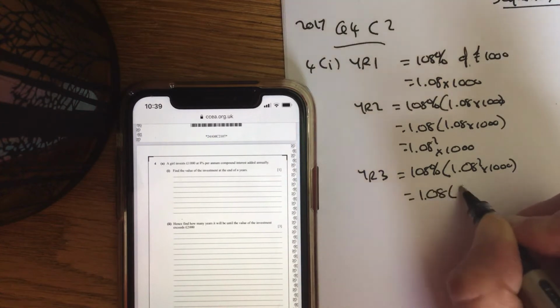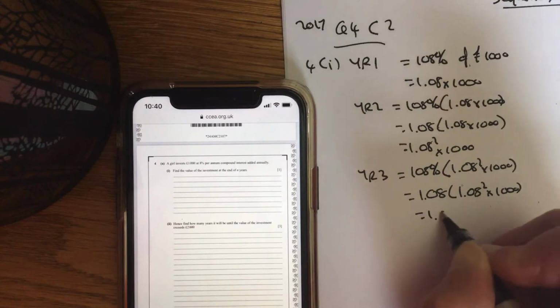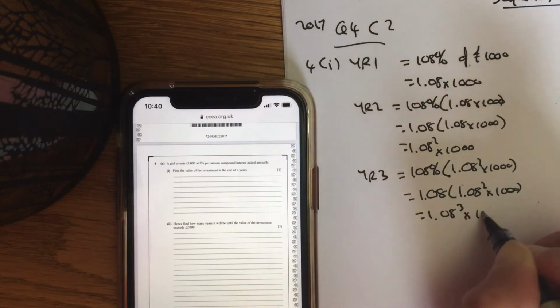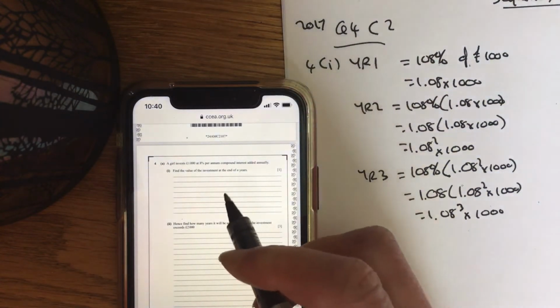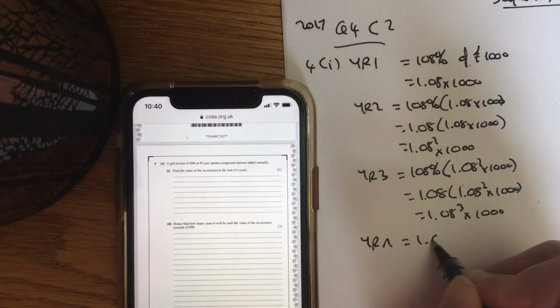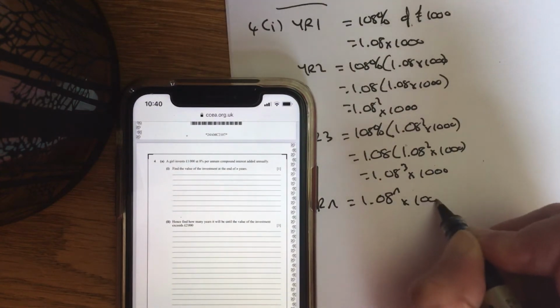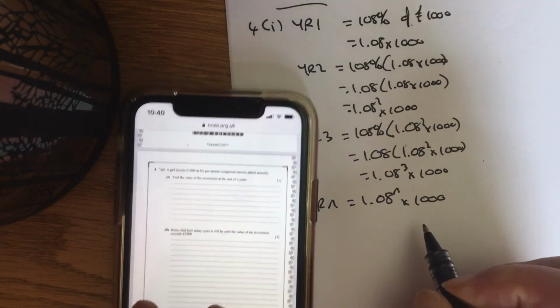So it's 1.08 squared times 1,000, 1.08 cubed times 1,000. You want the end of n years. So year n is 1.08 to the n times 1,000. So that's the first question done.